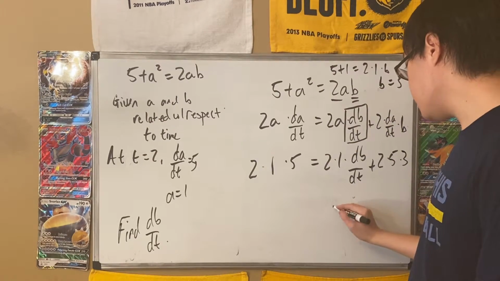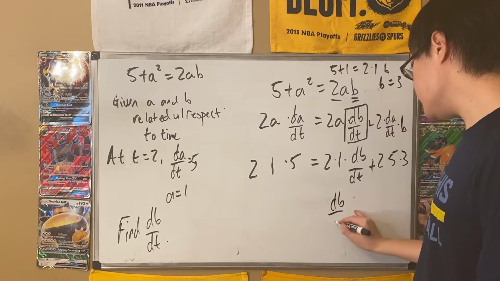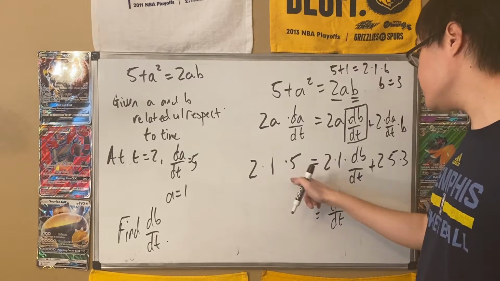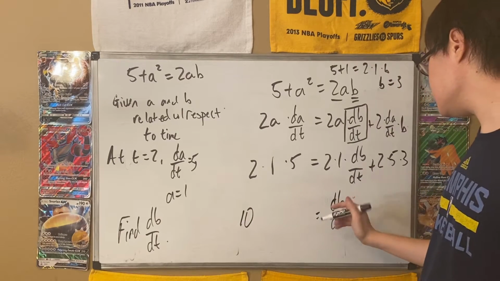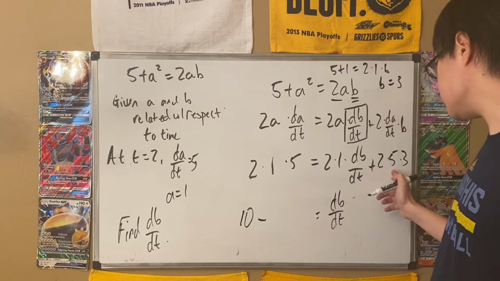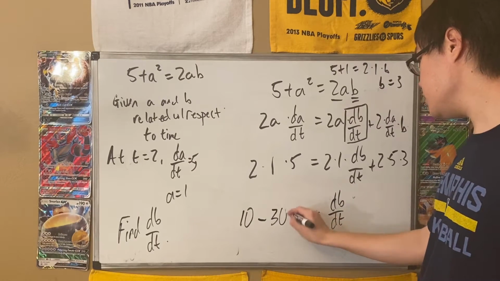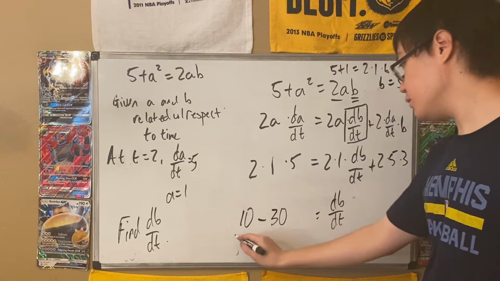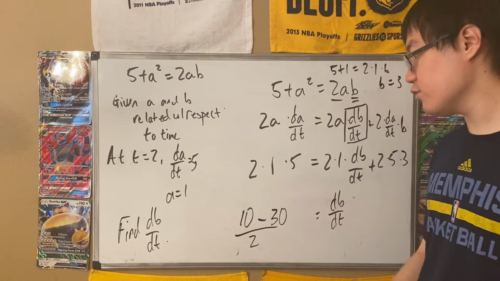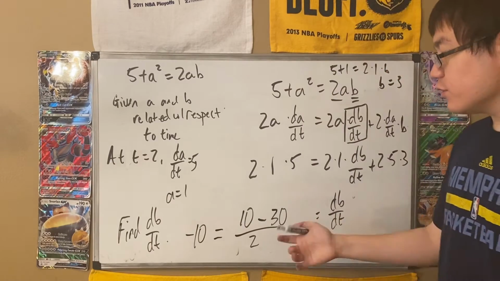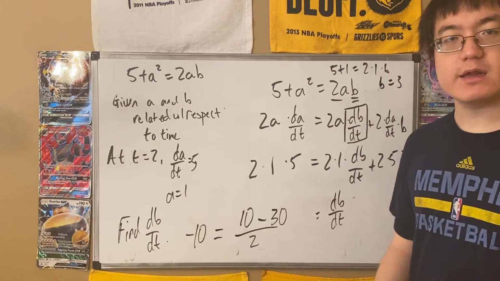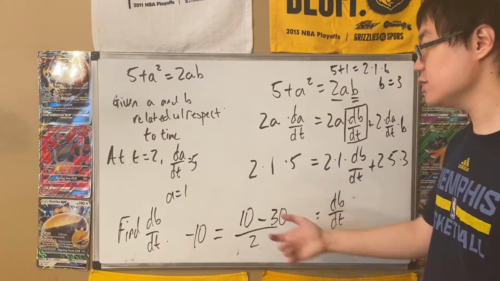Finally, all you have to do is solve. It doesn't look like this one is too bad to solve. Looks like it's going to be 10 minus this thing, so minus, let's do some math, I believe this is 30. And then finally, we're going to divide by 2. So it's going to be negative 20 over 2, which is negative 10. Keep in mind that for this question, you can have negatives. It just means your quantity is decreasing. So this is the answer.